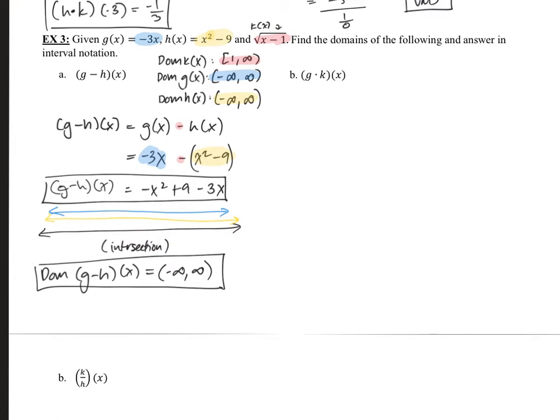And let's find g times k of x. Alright, so this is going to be written out as g times k of x equals g of x times k of x. I'll go ahead and color code these as usual. So k is in red and g is blue. So that's going to be g of x is negative 3x times my k of x, which is the square root of x minus 1. And once again, color coding.